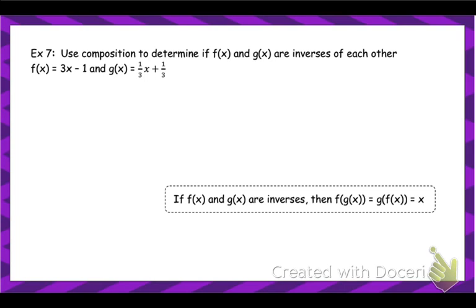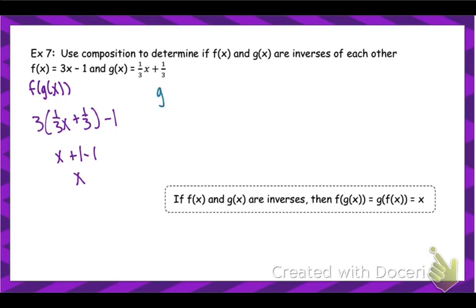So what we do is we do both f of g of x and g of f of x. So I'm going to start with f of g of x. Remember, that means the g of x function replaces x in the f of x function. So this would be 3 times (1/3 x + 1/3) minus 1. So that gives me x plus 1 minus 1, which gives me x. And that's what I want. But I can't just stop there.